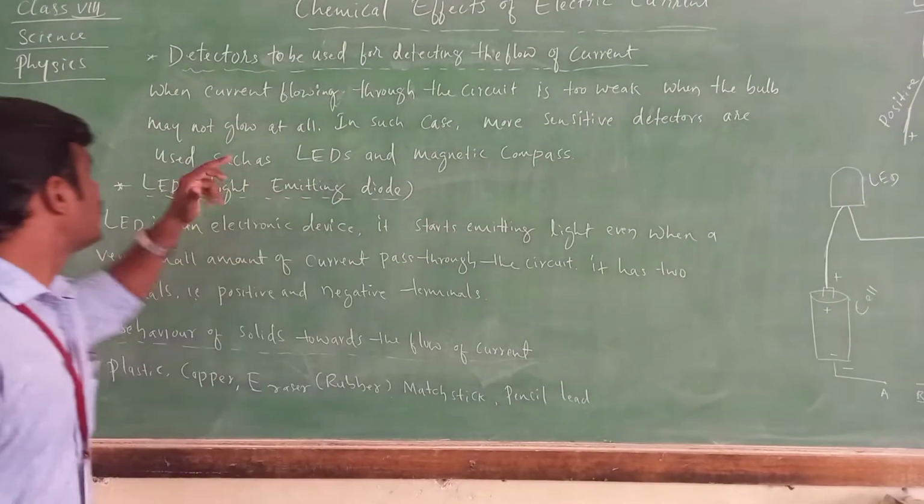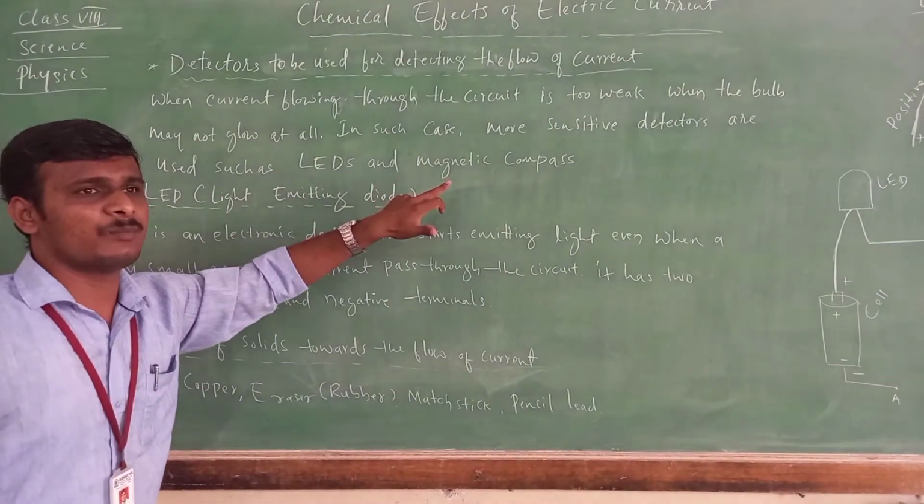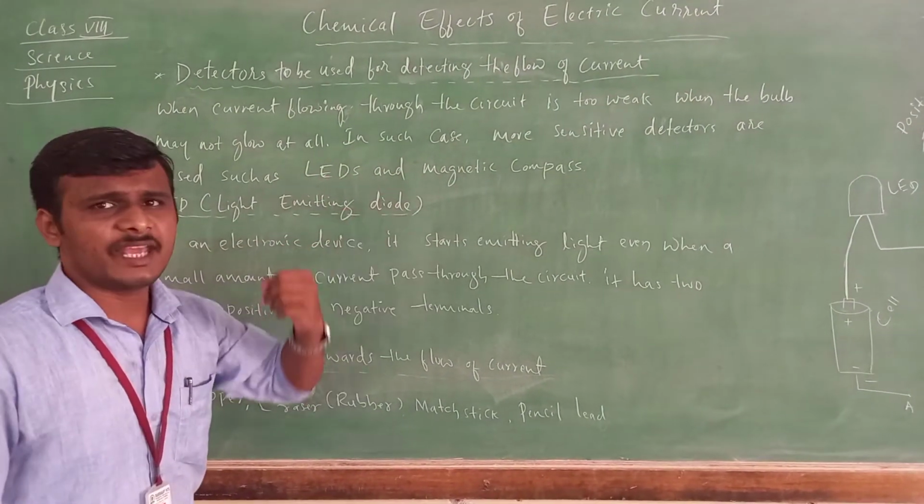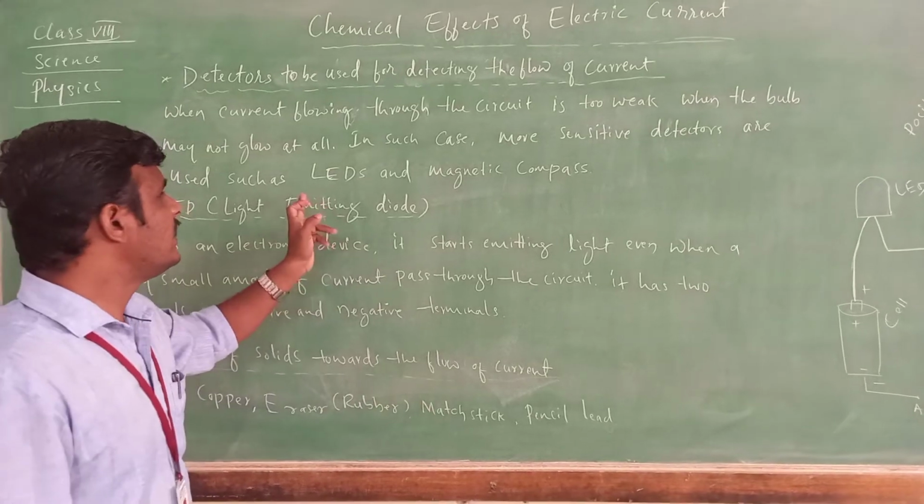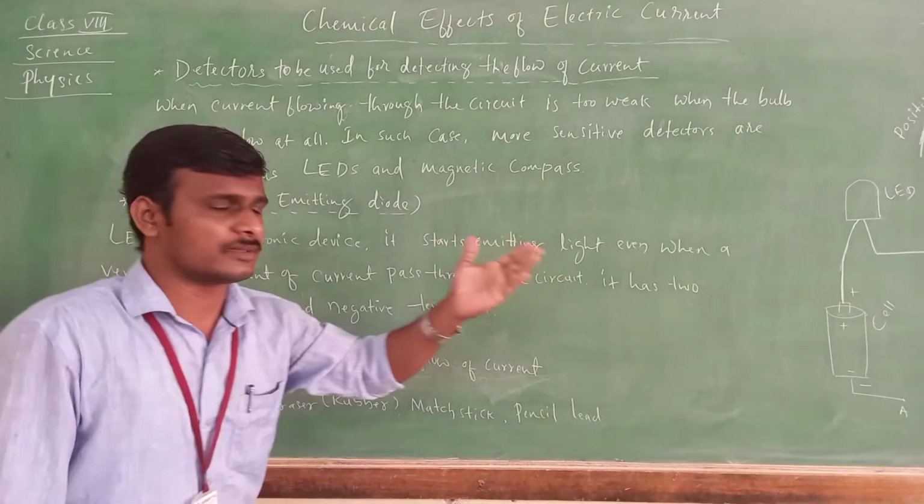Those are what? LEDs and magnetic compass. LED means what? Light emitting diode, right? LEDs and magnetic compass are used.